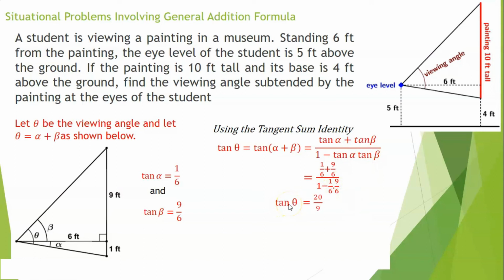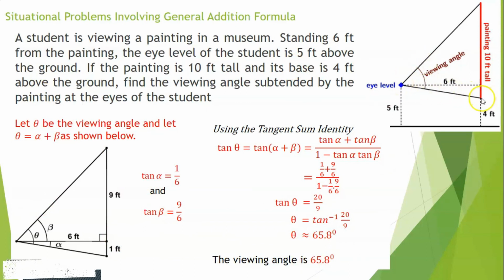So simplifying, we will have 20 over 9, or that would be inverse tan of 20 over 9, which is approximately 65.8 degrees. So therefore, the viewing angle is 65.8 degrees. So the measure of the angle here, which is basically the viewing angle that will cover from the bottom going to the top, is approximately 65.8 degrees.